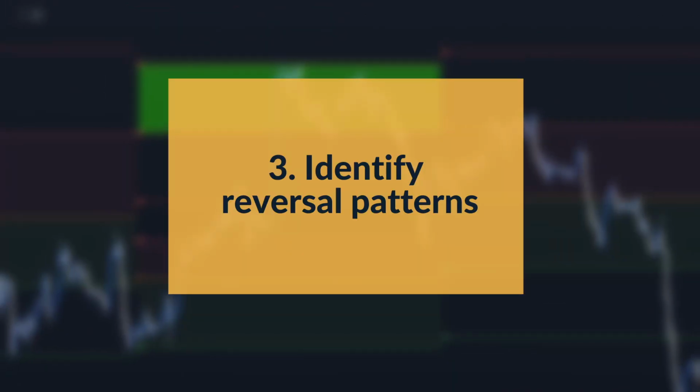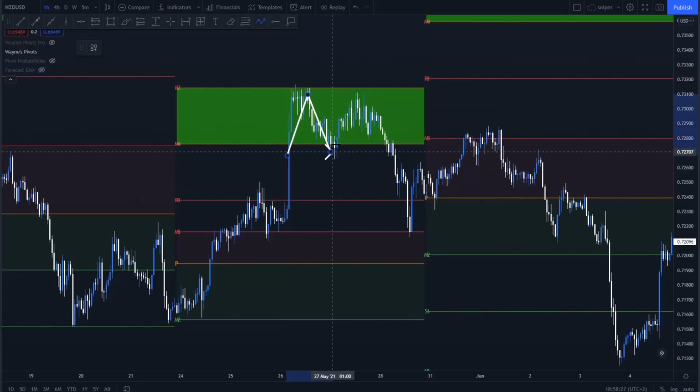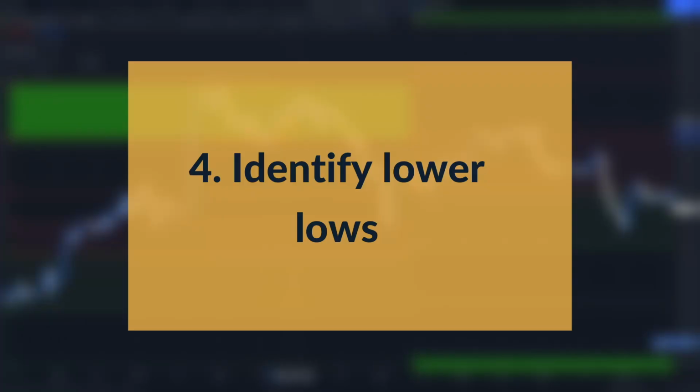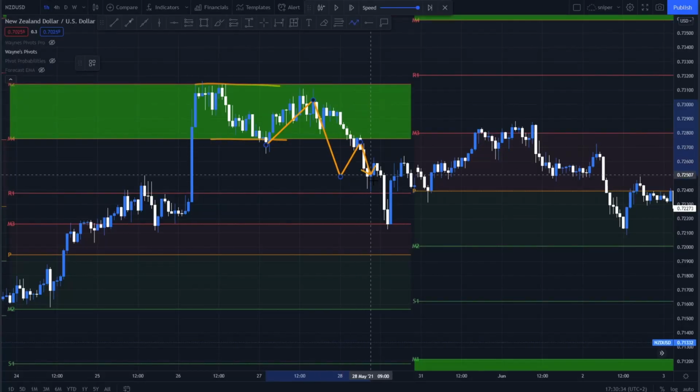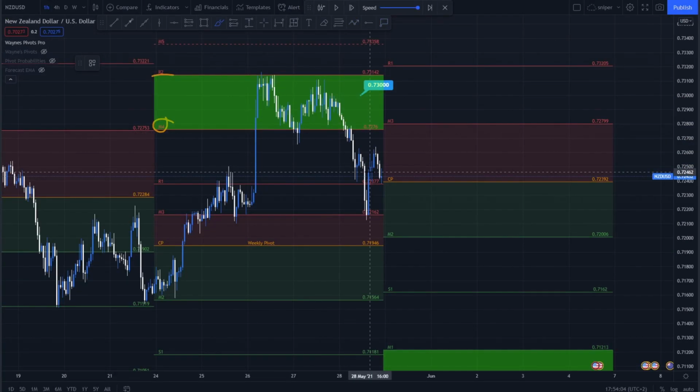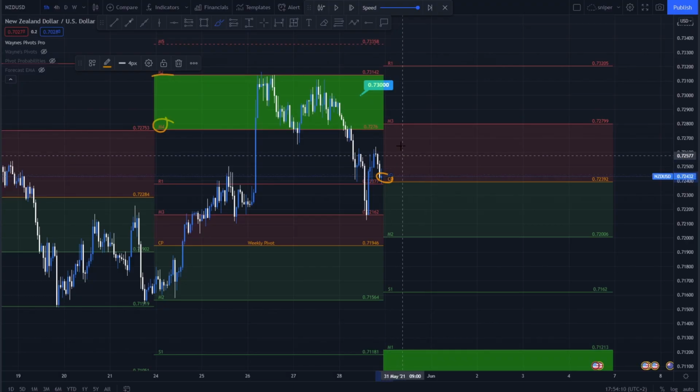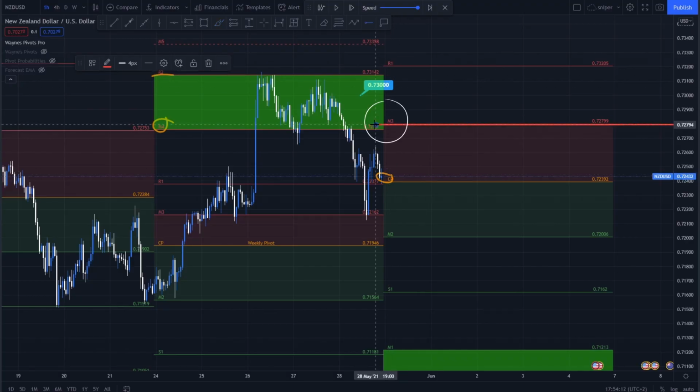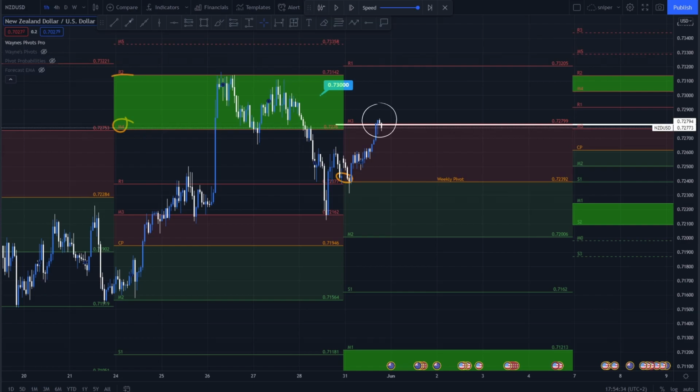The next thing we then need to identify is a reversal pattern like a double top. Then you need a series of lower lows and lower highs. Now at the close price of this week, we see that central pivot is currently at support, so we cannot use that as resistance. So then we can only use M3 as our entry for this week. As you can see, the price has come up to our M3.